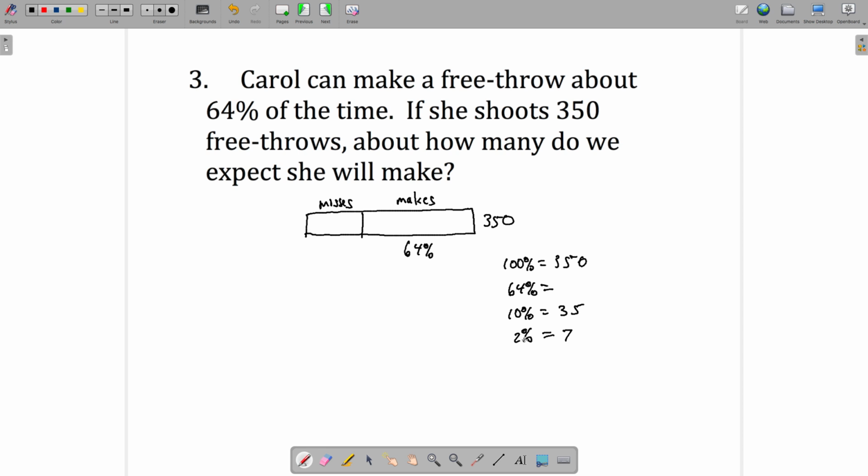Now at this point, I could just multiply this by 32 to get 64. And I'm going to go 10% times 6 plus 2% times 2. So that's going to be 6 times 35 is 210. And 2 times 7 is 14. So I believe the answer is 224. If there's any hidden treasure there for me, you can send me an email.